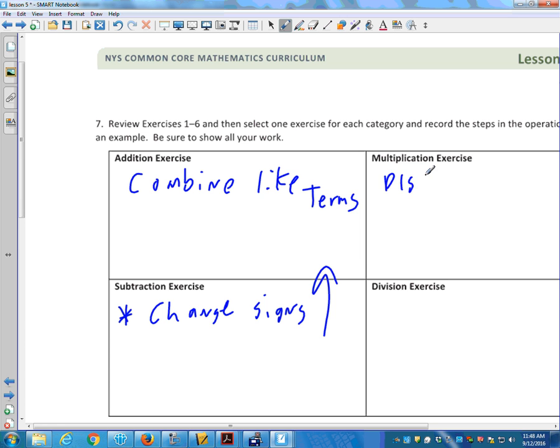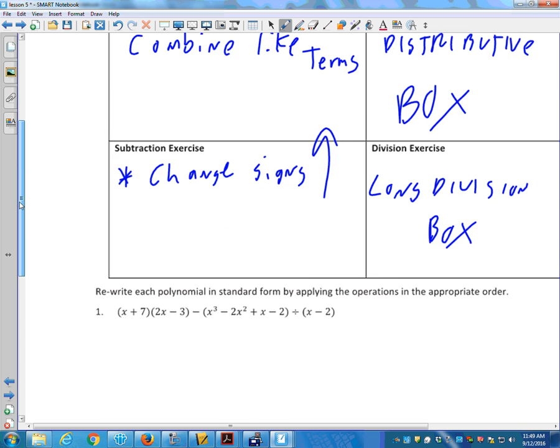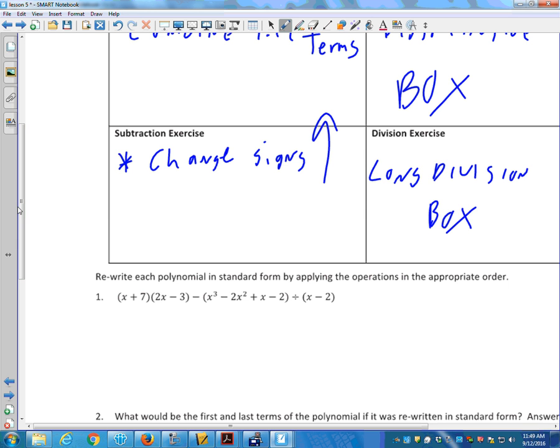Multiplication is the distributive property. Some of you enjoy using the box method for multiplication, and I'm okay with that. And then division, we have two methods that we learned. We learned long division, and we learned the box method for division. And I think most of us enjoy the box method more than we enjoy long division.